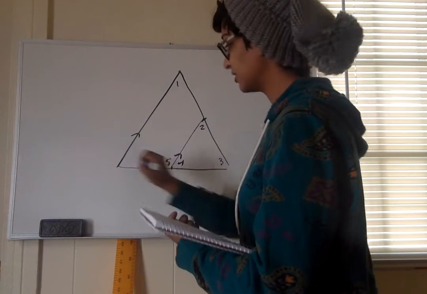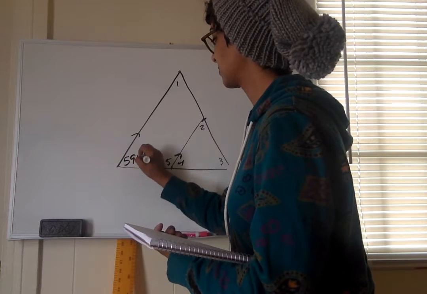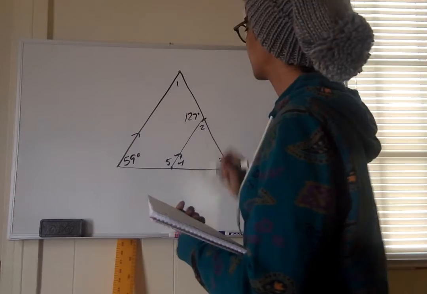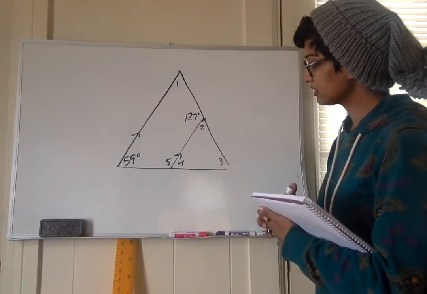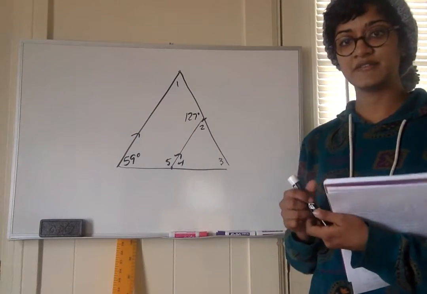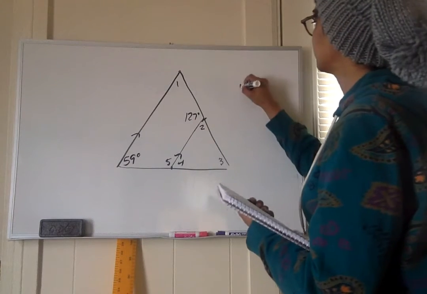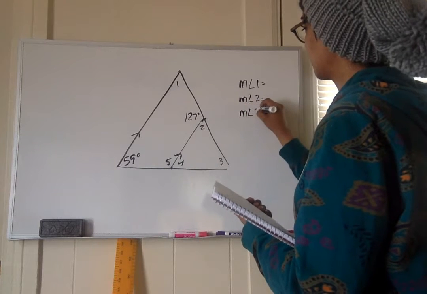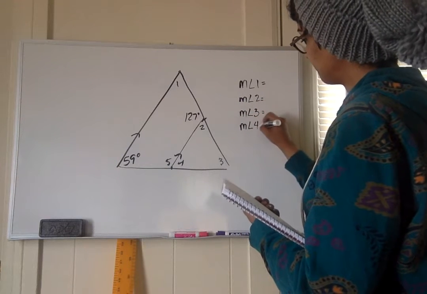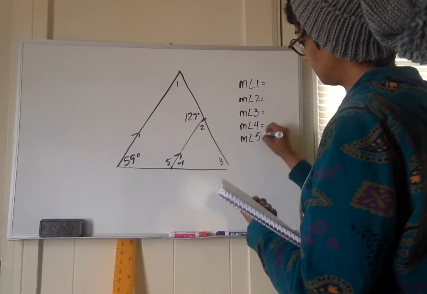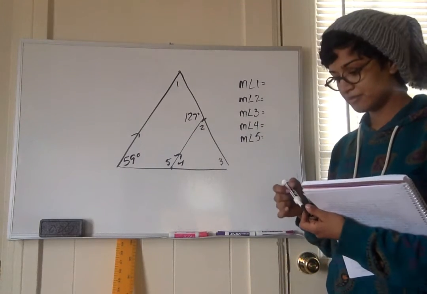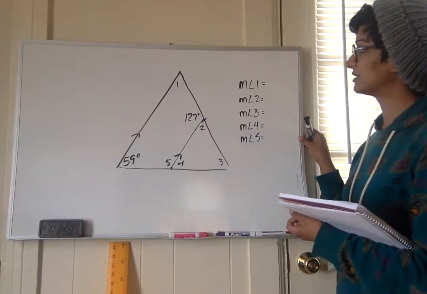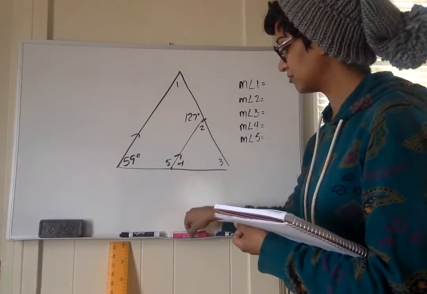And I'm only going to give you the following angles: 59 degrees, and I think this is 127 degrees. Okay? So if you want to pause it right here and see if you can figure out all the measures of the angles, you can go ahead and do that. But otherwise, let us move on.